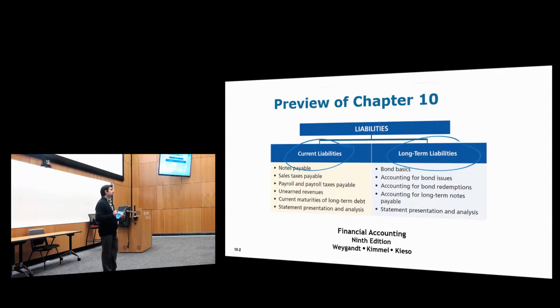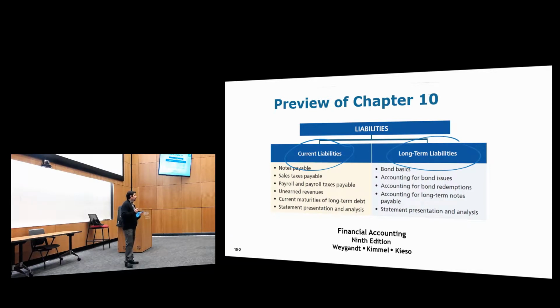But generally speaking, for most companies, the operating cycle is shorter than 1 year. So the current liabilities are expected to be paid in 1 year. Okay? And those include short-term notes payable, because there are also long-term notes payable. We will talk about that soon. Short-term notes payable are the promissory notes that are expected to be paid within 1 year.